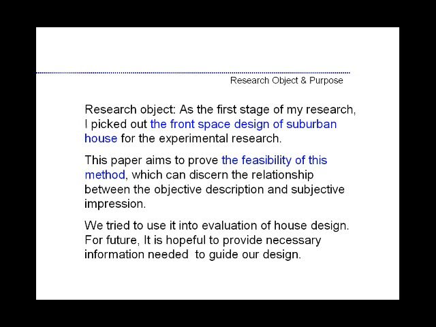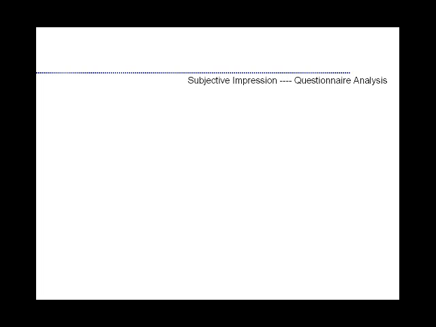About the research objects and the purpose. As a first stage of my research, I picked out the front space design of suburban houses for the experimental research. This paper aims to prove the feasibility of this method, which can discern the relationship between the objective description and subjective impression. We try to use it in the evaluation of house design. In the future, it is hoped to provide necessary information needed to guide our design.